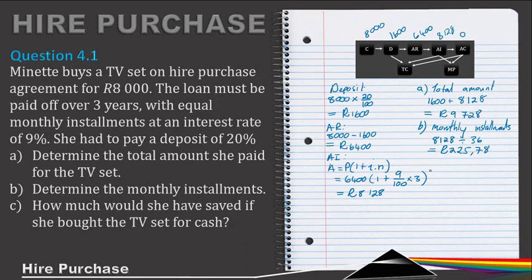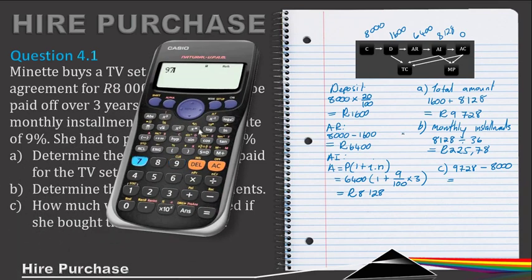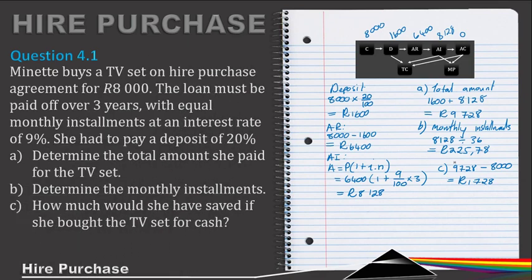And then for the final question C, how much would she have saved if she bought the TV set for cash? Now obviously if it was bought for cash, it would have been just 8,000 Rand straight, but what was her total cost? Her total cost was the 9,728, and the original amount was 8,000, so we're just going to subtract the 8,000 to see what's the difference. So this is actually just going to work out to 1,728. Yeah, so that was then how much she would have saved.